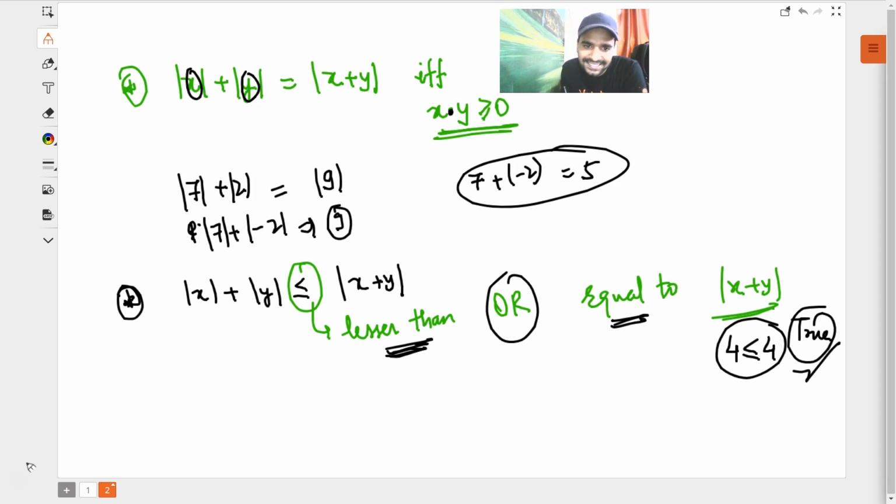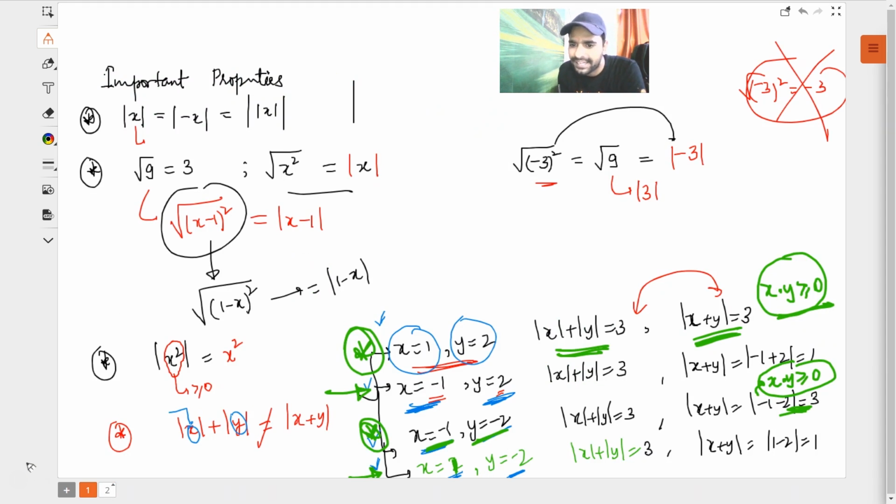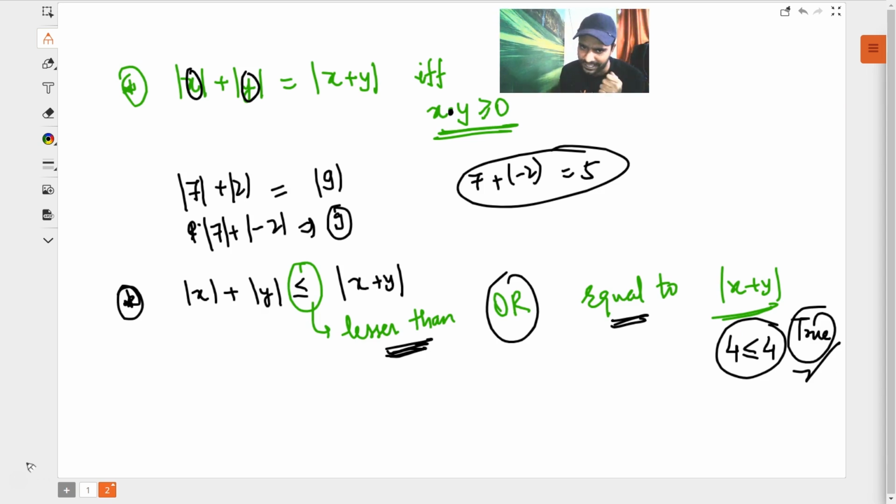So why I said it is always lesser than or equal to, I told you guys in the earlier problem. Let's have a look at this. In case number 2, I was getting mod of x plus mod of y as 3, but mod of x plus y as 1, in both case number 2 and case number 4. If they have opposite signs, then mod of x plus y is always lesser than or equal to mod of x plus mod of y. Right or not, guys? Agree with me or not? All right, agreed. Superb, guys.